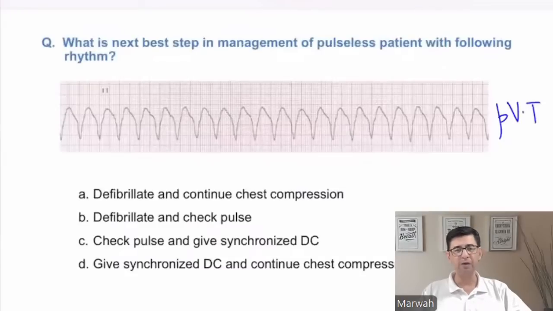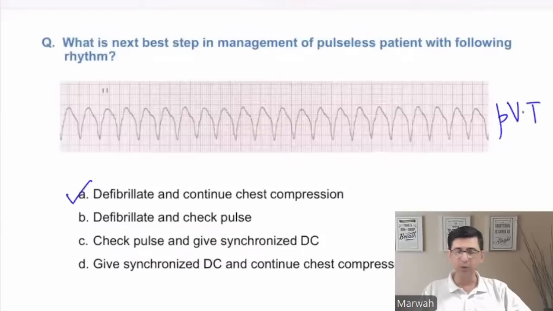So defibrillate, continue chest compression. Was there a third point also, check pulse subsequently? Because of the way the options are, this would be defibrillation and, along with that, continue chest compressions. Pulse will take some time to come. If I give a DC shock, the pulse will not come immediately. It's going to take a while for the pulse to come back. So we have to continue chest compressions in this case.